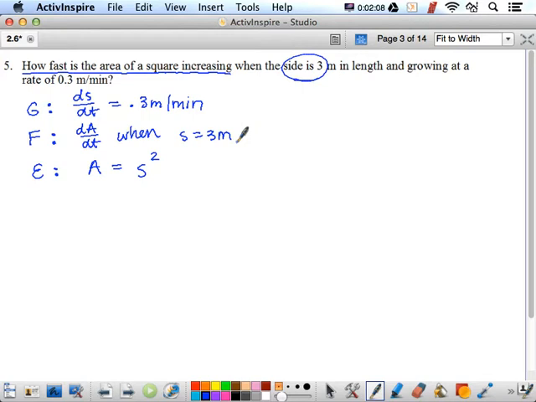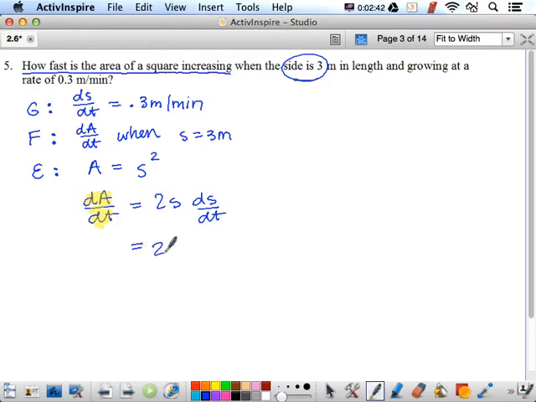Are we good? Okay. So let's just take the derivative of A equals s squared, and the derivative of A is 1 dA dt. And remember that we're taking the derivative with respect to time, and that the derivative of s squared is 2s multiplied by the rate of change of s, so ds dt. So it's with respect to time. Then we look at what we're hoping to find. We're hoping to find dA dt, and we just substitute in quantities for everything else and solve for dA dt.